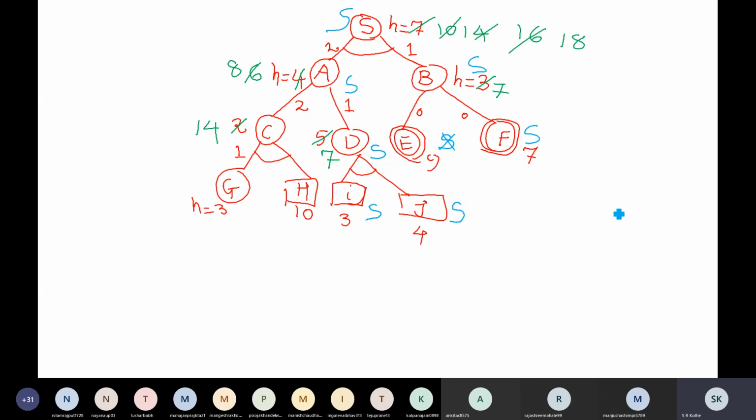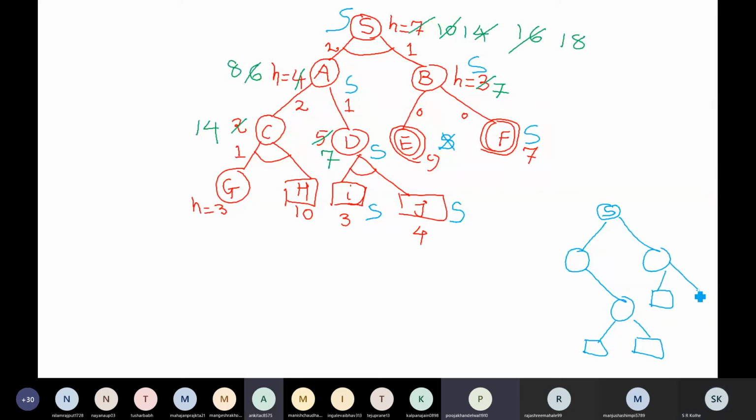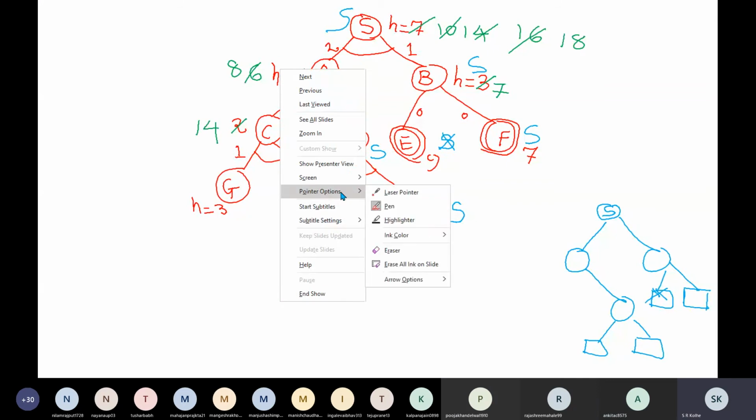So what subtree will the algorithm return? This S, this A, this is B, this is D, this is I and J, this is J. Okay, this is E and F, right? F only. E not, sir. F only. E we will not even label as solved.